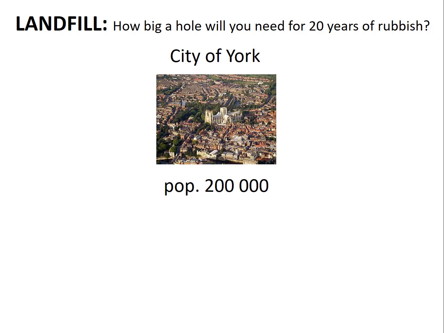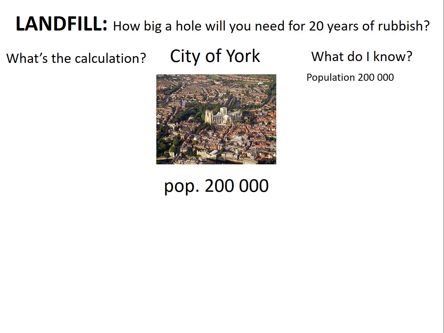As before, the first 2 questions I ask are, what's the calculation and what do I actually know? Well, there's one fact staring me in the face right there. I know the population's 200,000. I need a big enough hole for 20 years, so I suppose if I knew the volume of rubbish I had in 1 year, I'd just multiply it by 20. But I don't. I have no idea how much rubbish the City of York produces in a year.